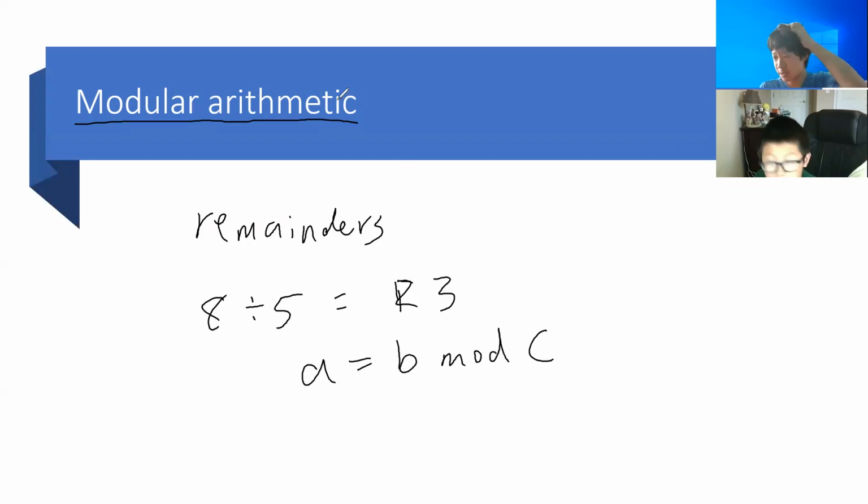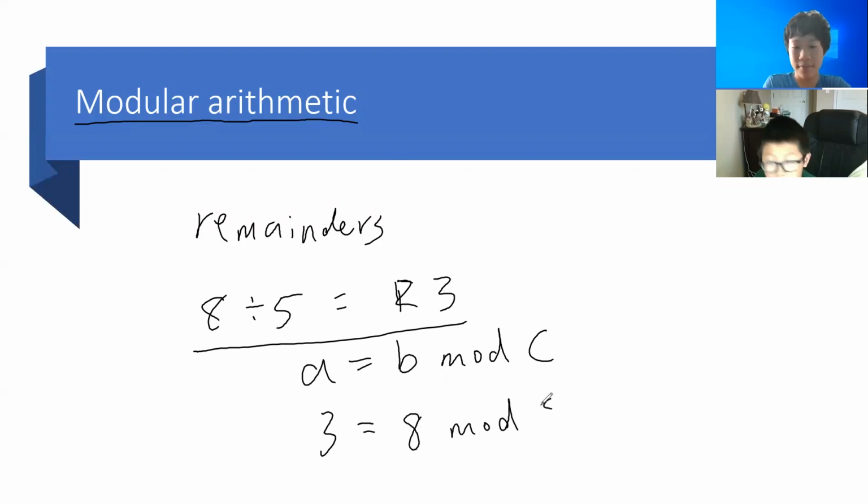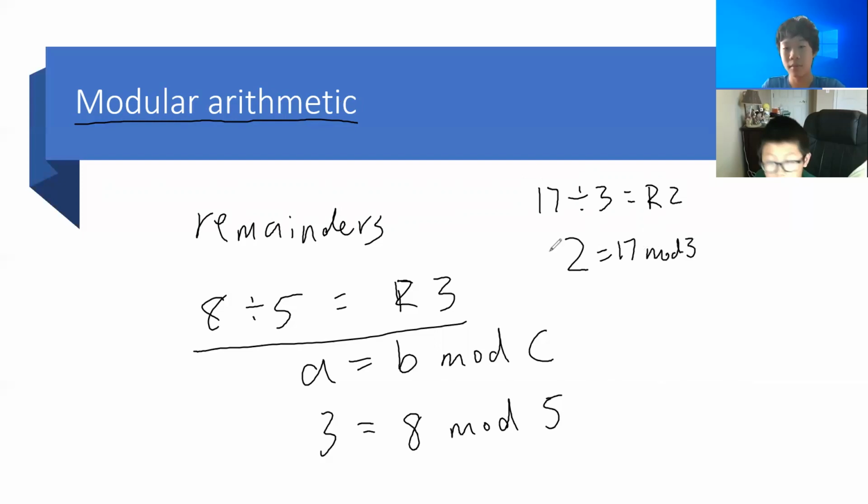Specifically, for this problem, 8 divided by 5 equals remainder 3, we're going to write it as 3 equals 8 mod 5. This says that if we do 8 divided by 5, the remainder is equal to 3. So 8 mod 5 equals 3. Similarly, if you have 17 divided by 3, that gets a remainder of 2, so I'm going to write 2 equals 17 mod 3. That's the way we write things.